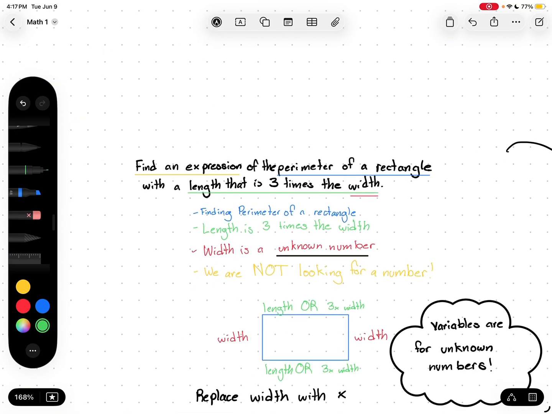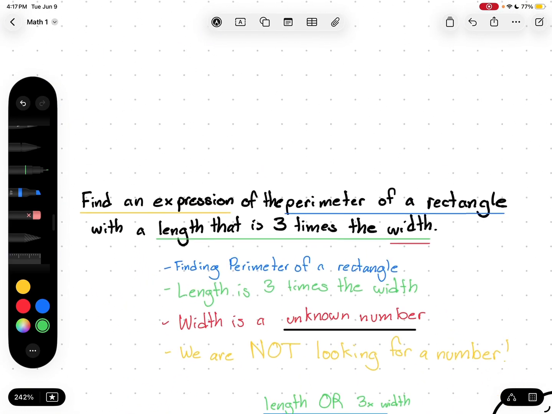So let's look at an example. Find an expression of the perimeter of a rectangle with the length that is 3 times the width. So I went ahead and took some basic notes, but for what we understand, we're finding an expression, which means that we are not looking for a number. So we're looking for something that doesn't have an equal sign, but you can replace a number in it so that it will give as many outcomes as you possibly want, depending on the number that you change. So an expression does not have an equal sign.